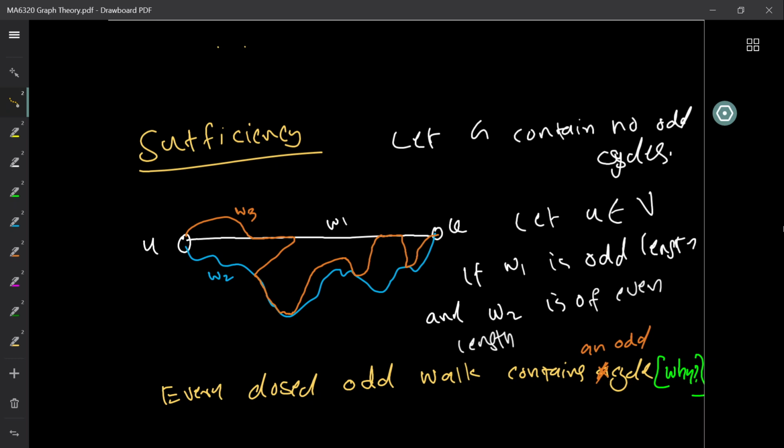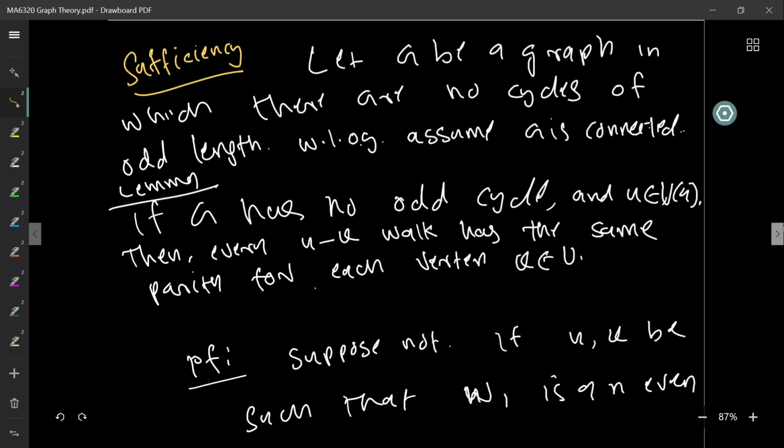Now, if this is the case, we can define a bipartition easily. Okay, so what I do is that I fix a vertex U, find for every vertex some UV walk, and then find the parity. Right? Now, depending on the parity, I put it into two sets. So all the vertices with even parity go into set X, and all the vertices with odd parity go into set Y. And I claim that this is the bipartition of the graph. Okay? So let us see this again.